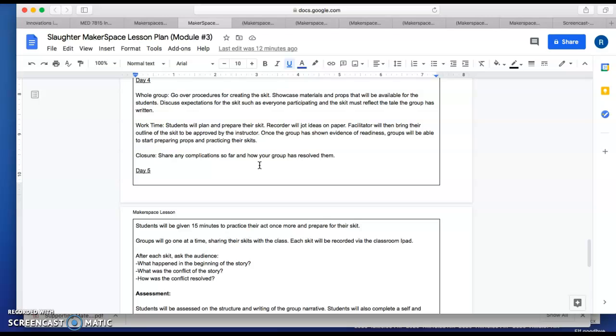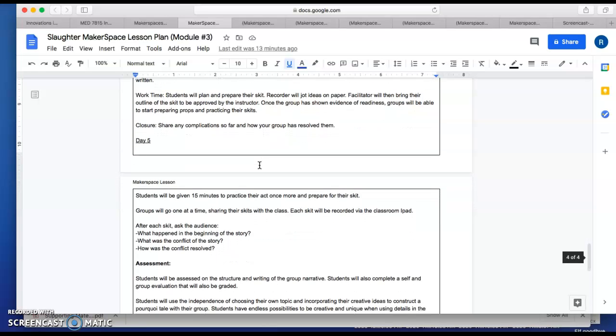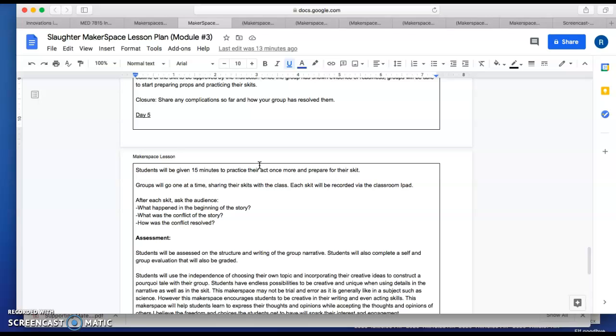We will discuss expectations for the skit, such as everyone participating in the skit must reflect the tale the group has written. During work time, students will plan and prepare their skit. The recorder will jot down ideas on paper. The facilitator will then bring their outline of the skit to be approved by the instructor. And then once the group has shown evidence of readiness, groups will be able to start preparing props and practicing their skits. To close day 4, we will share any complications so far and how their group resolved them.